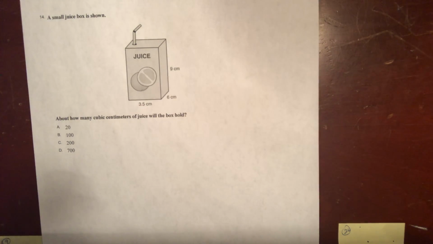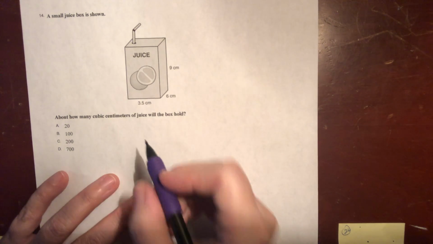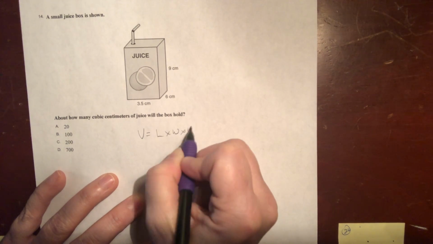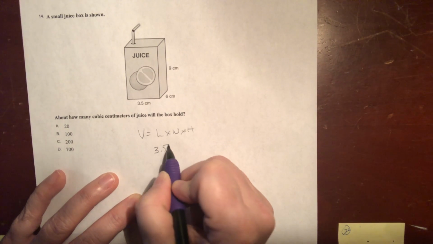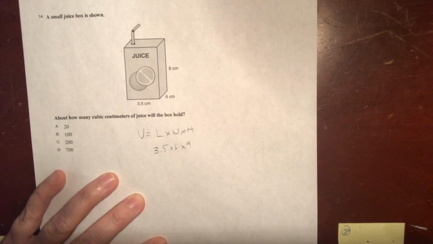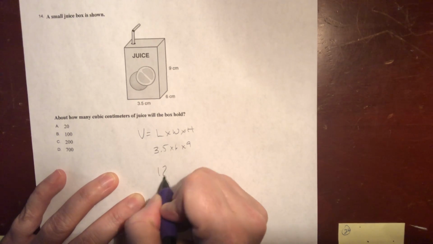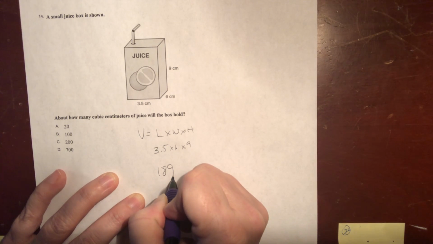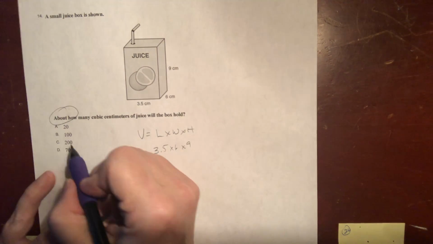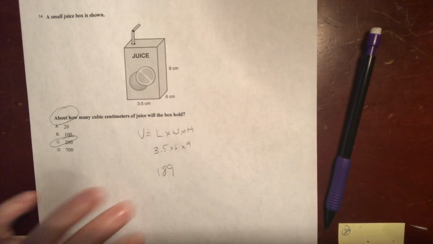All right, last one. A small juice box is shown. About how many cubic centimeters of juice will the box hold? So this is just volume equals length times width times height. So 3.5 times 6 times 9. We get 189. It says about. So the answer is C, because 200 is the closest to 189.